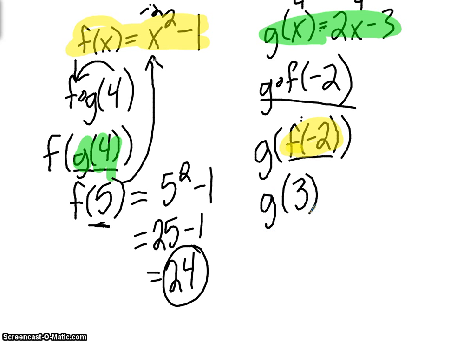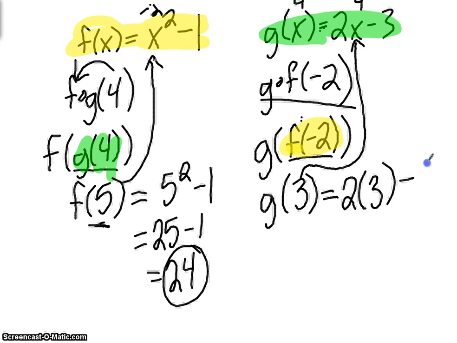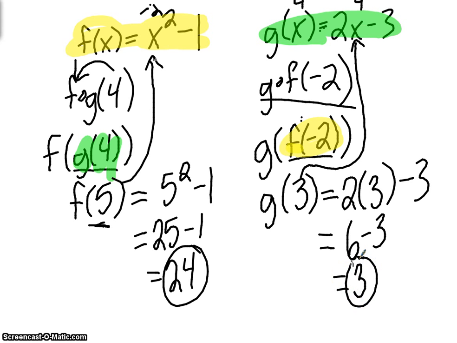So I'm really going to be looking at g of 3 here. And I'm going to remember whatever's in the parentheses gets plugged in for my x. So I'll have 2 times 3 minus 3. I'll work through my order of operations. 6 minus 3 is just an answer of 3. And I'm finished with the problem.